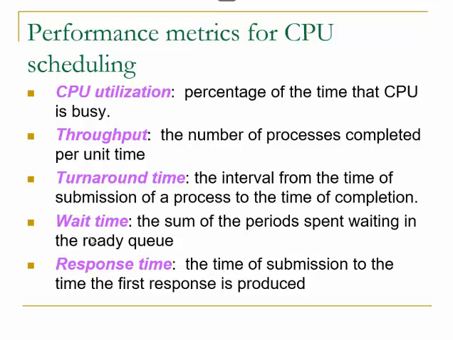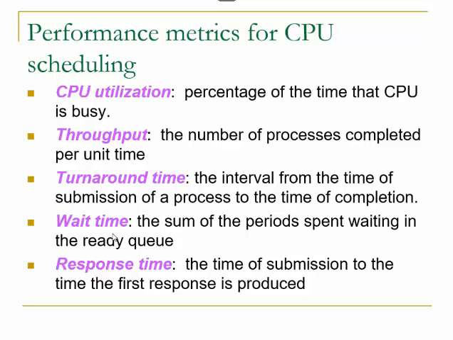Fourth is waiting time. The CPU scheduling algorithm does not affect the amount of time during which the process executes or does I/O. It affects only the amount of time that a process spends waiting. So the sum of the periods spent waiting in the ready queue is called waiting time.